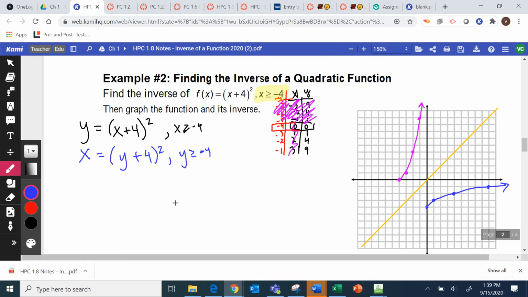So what are we going to do? We're going to square root both sides. Yeah? If I do the square root, though, we've got a plus minus.